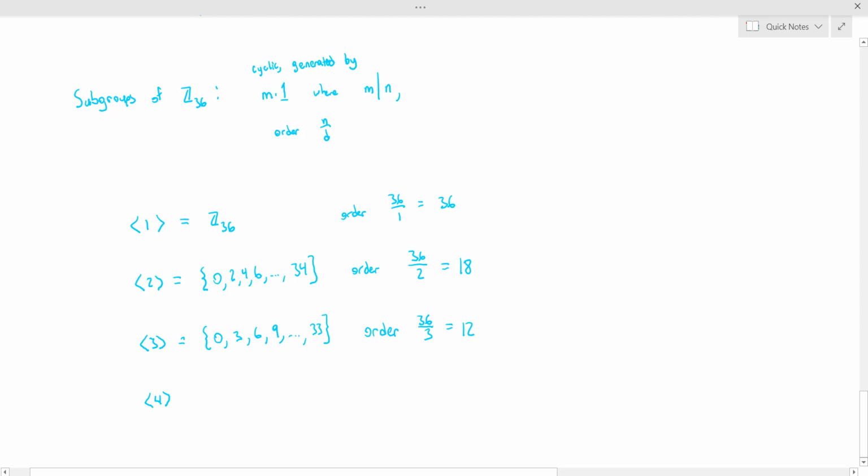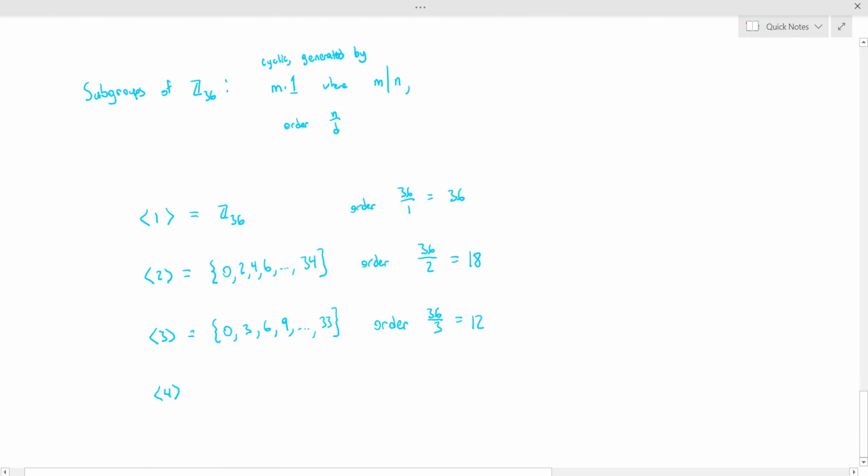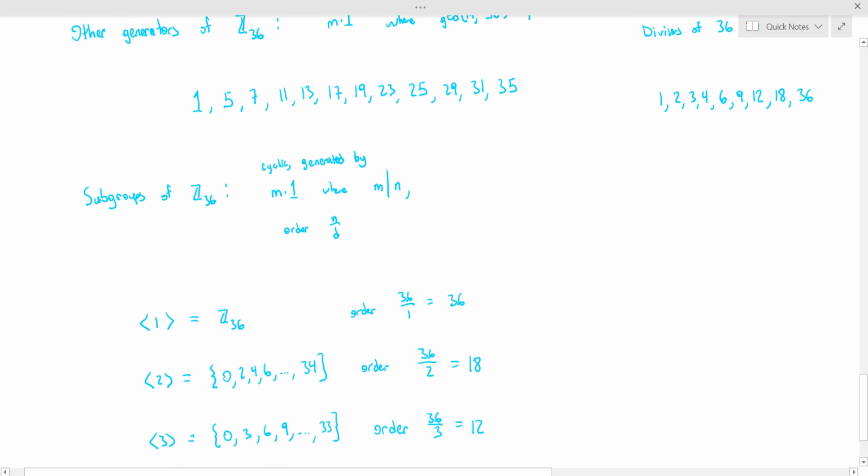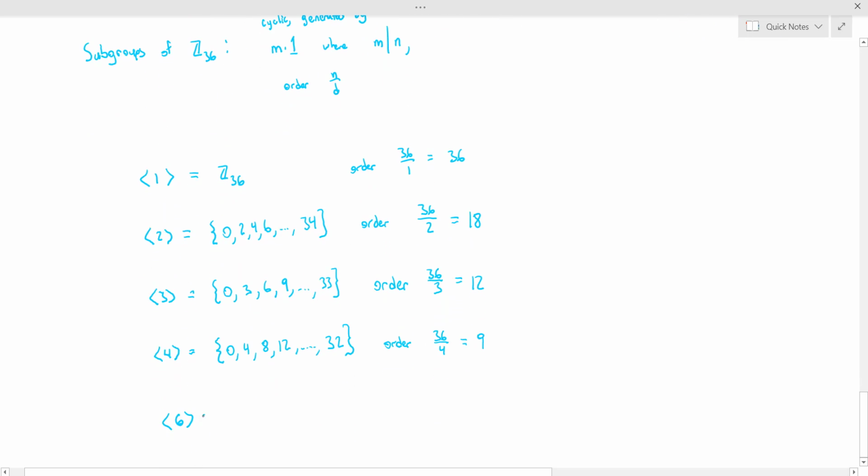The next divisor that we had was 4. So the cyclic subgroup generated by 4 is 0, 4, 4 plus 4, 4 plus 4 plus 4. So all the multiples of 4 up to 32, and then 36 becomes 0. There will be 36 over 4, or 9 elements in this group altogether. The next divisor was 6. So 6 generates the cyclic subgroup consisting of all multiples of 6.